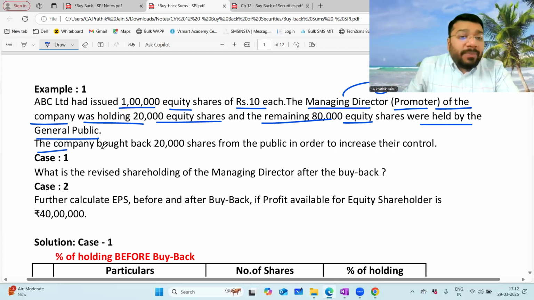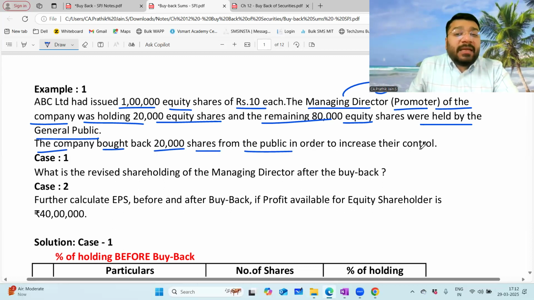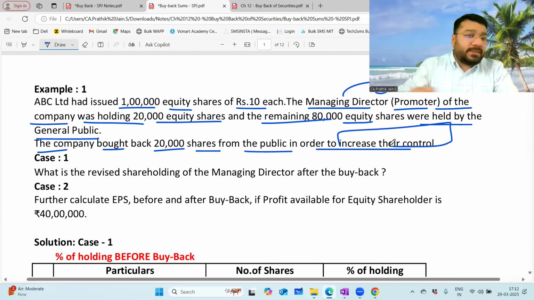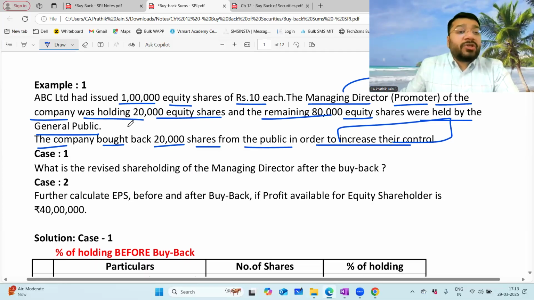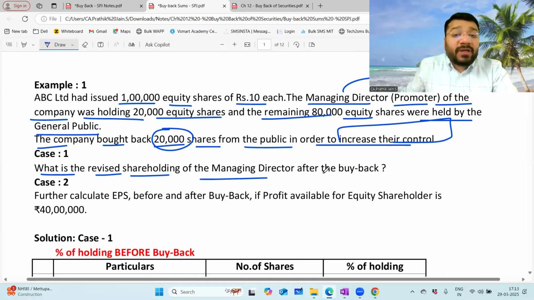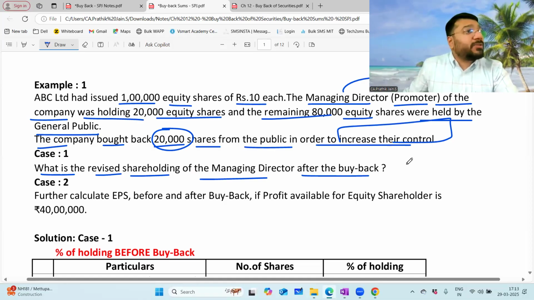Wonderful. The company bought back 20,000 shares from the public in order to increase their control. Let's understand this. Case 1: once the company bought back these 20,000 shares, you have to tell me the revised shareholding of the managing director after the buyback. So, case 1, can we see?